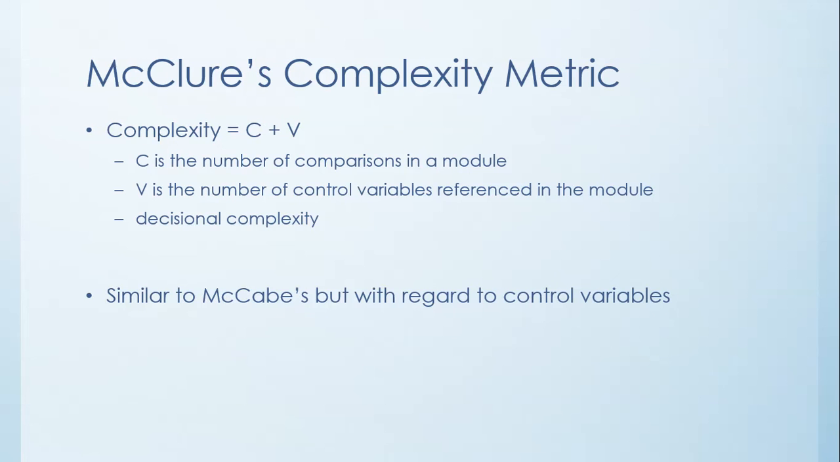The next complexity metric is McClure's, which is just the sum of C and V, where C is the number of comparisons in the module and V is the number of control variables referenced in the module. This gives you an idea of the decisional complexity, so how many decisions you might have to make in your program. This is similar to McCabe, but mostly with regard to control variables.